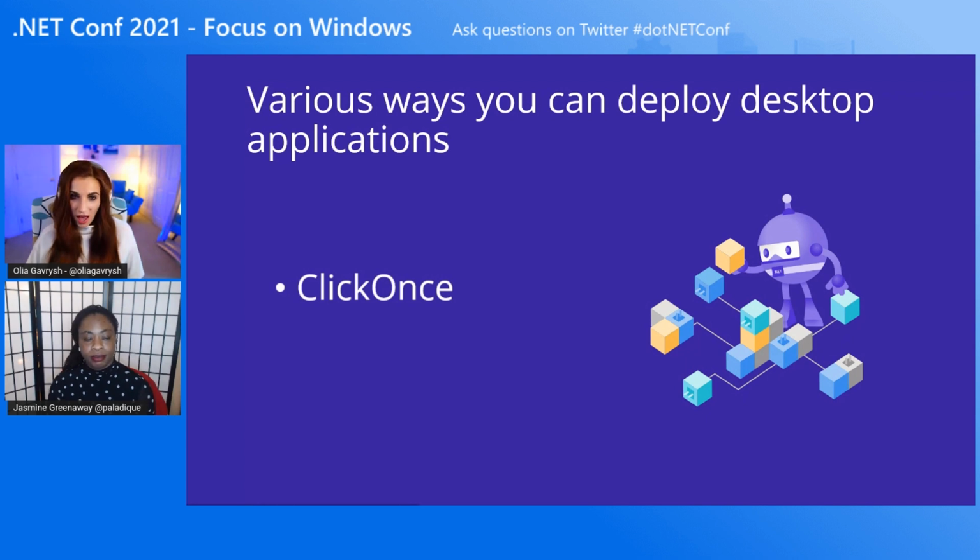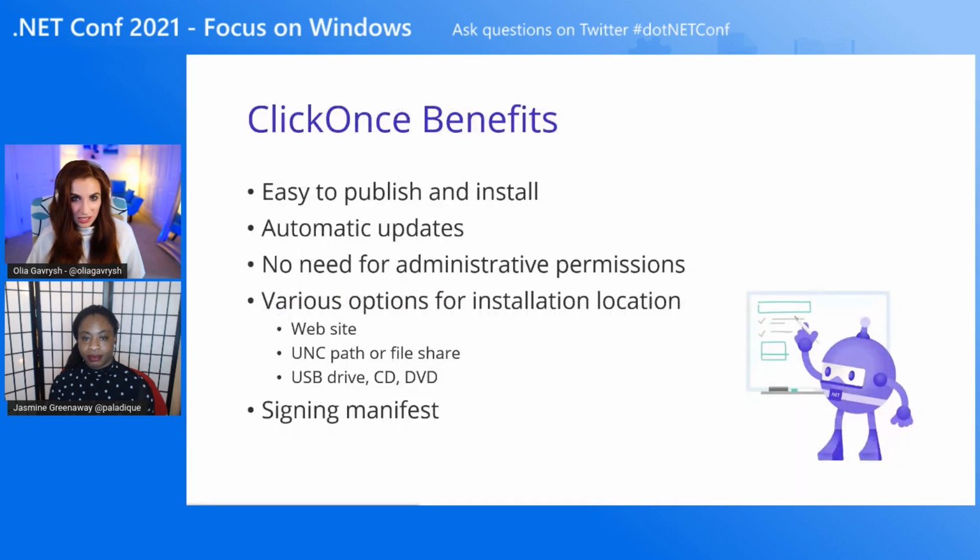This is very loved and widely used method of deployment. And it's not a surprise because ClickOnce has many benefits. It is very easy to publish and install. Name kind of gives it away, right? Just click only once and have everything done. It has automatic updates. ClickOnce takes care of updates for your application. So you can set up automatic updates, and only those parts of the application that have changed will be automatically downloaded. And then the full updated application will be reinstalled from the new side-by-side folder.